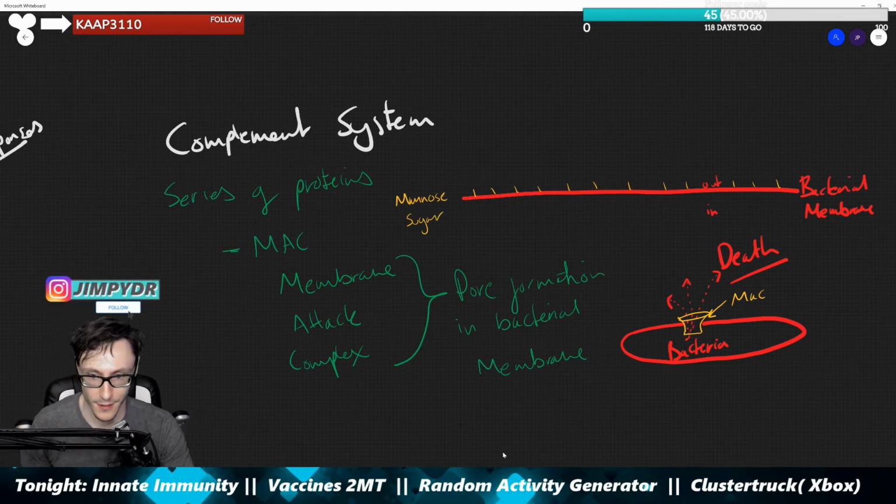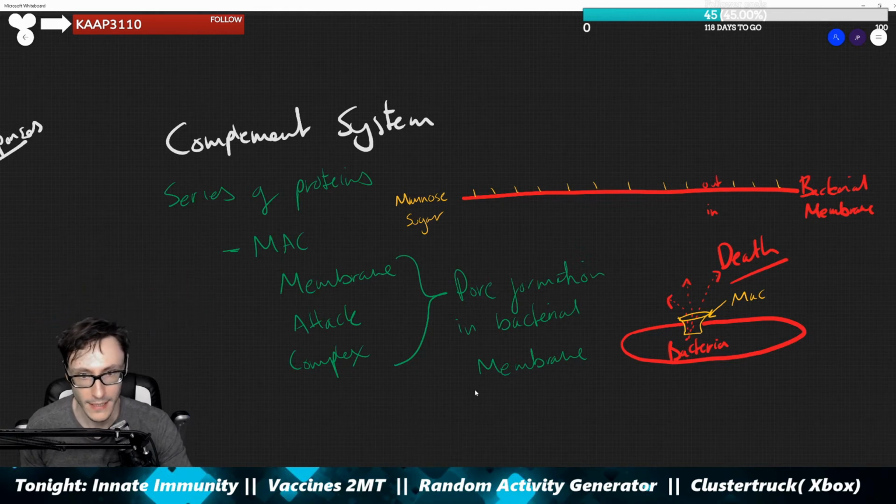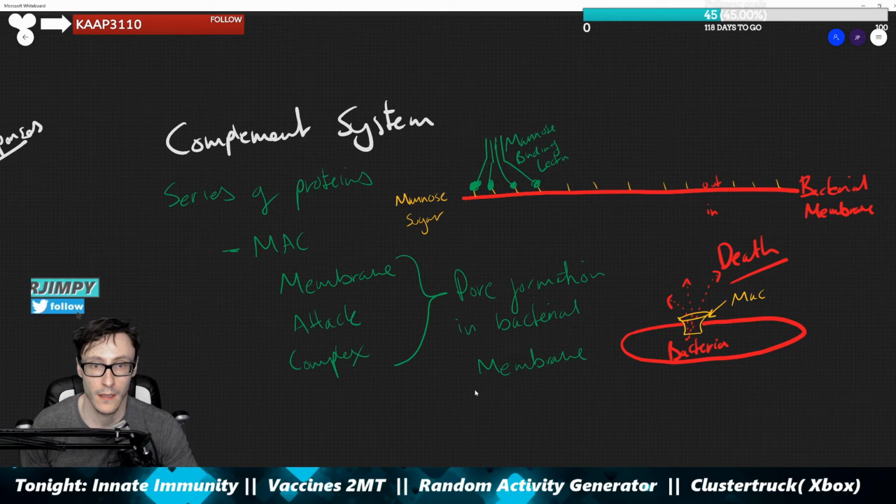And the complement cascade is triggered by a protein within the cascade called mannose binding lectin. Lectin is another type of protein. What this can do is bind the mannose sugars on the surface. This is mannose binding lectin. That's part of the complement cascade.